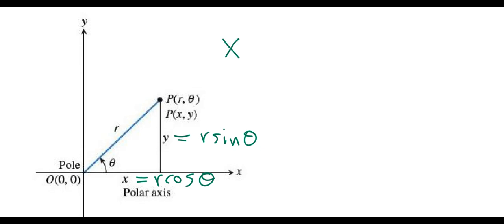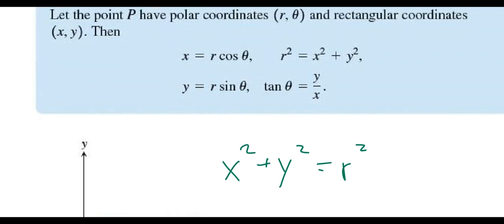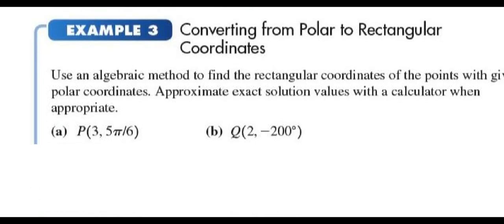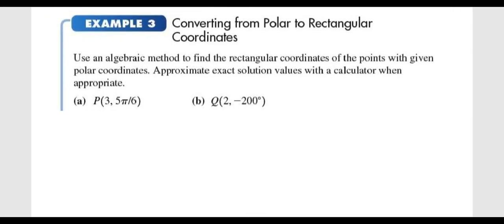And then if we get into x squared plus y squared equals r squared, that's just your Pythagorean theorem. And of course, tangent of theta is y over x. So how do I handle example 3 here? Find the rectangular coordinates of the points which give.